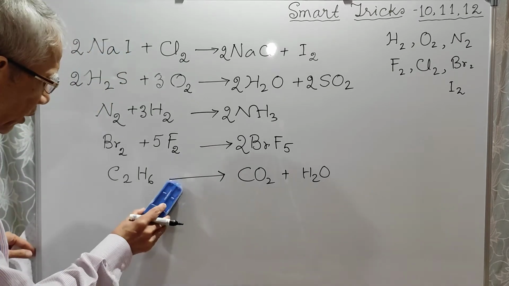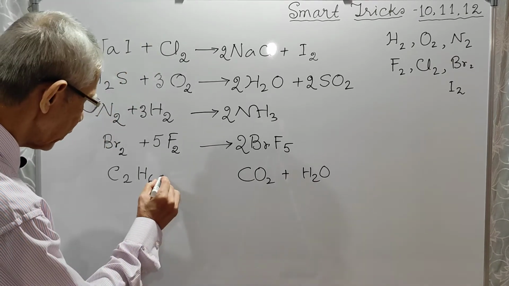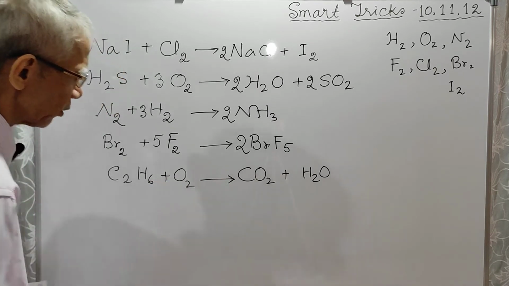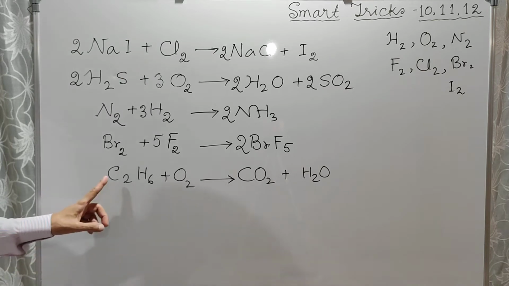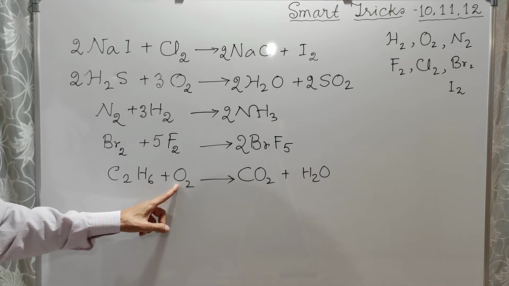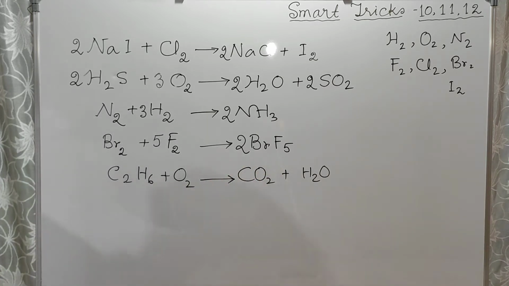Now for combustion you need oxygen. So this is a thing actually. So ethane will combine with oxygen, because for combustion you need oxygen. Without oxygen combustion cannot take place. So ethane undergoes combustion, that means it reacts with oxygen. It burns in oxygen gas to produce this. Now let us balance it.